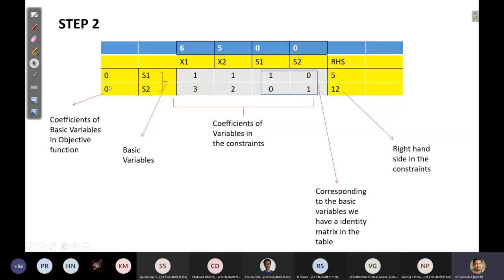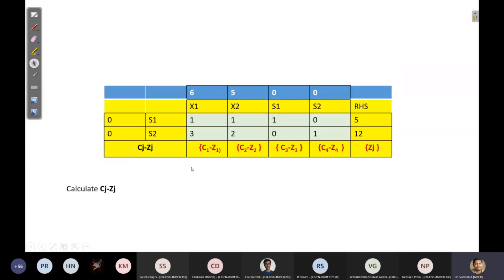The coefficient of basic variables in the objective function, your basic variables. The coefficient of variables in the constraint. These are the modified slack variables we have entered into our problem. This is the RHS side of the constraint. Any doubts in this? Any doubts about any of the values here? Okay. Now this is the table.